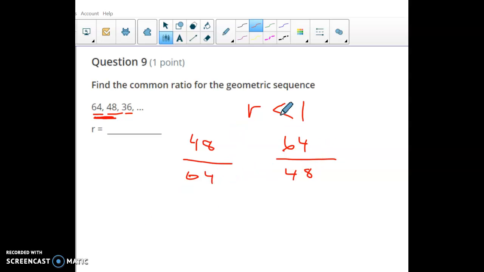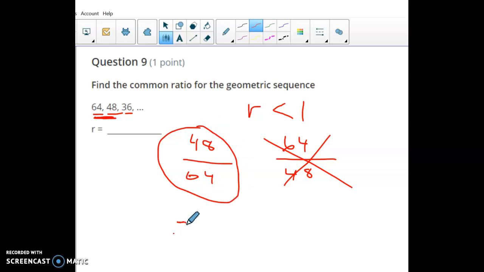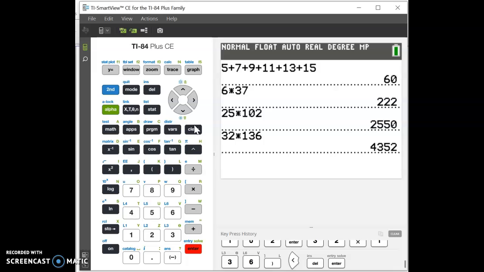Okay, and then since it has to be less than 1, this one's not going to make any sense because we'd be getting bigger then. So this must be my correct ratio. And if you divide that on a calculator, you get 0.75. And so that is the right answer, but to check it, we could take 64 and multiply it by 0.75 and see if I get 48, and then multiply that by 0.75 again to see if I get 36. So I would probably do that just to be safe.